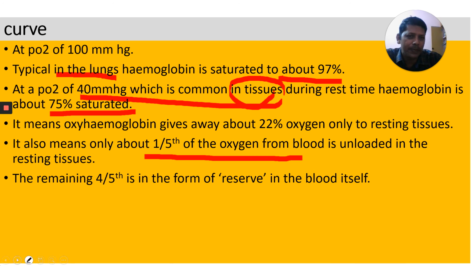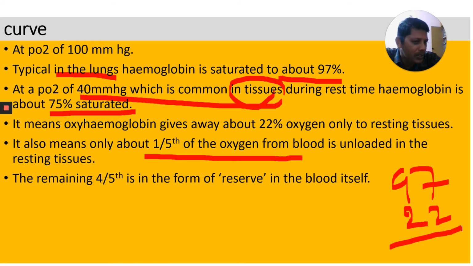Look here, if you subtract: at the lungs, hemoglobin is saturated up to 97%, and here you get 75. It is unloading only about 22% to the tissues. That means our hemoglobin does not give all of its oxygen to our tissues. It is giving only some amount.